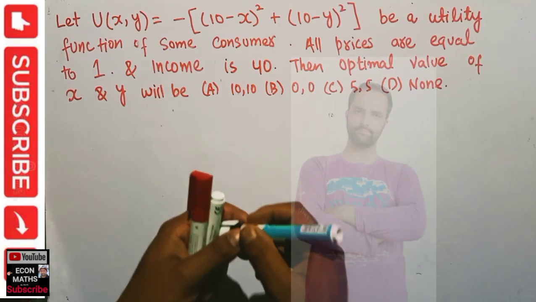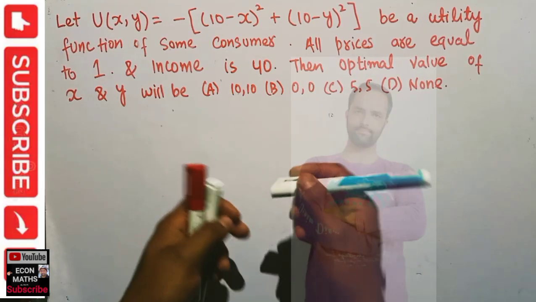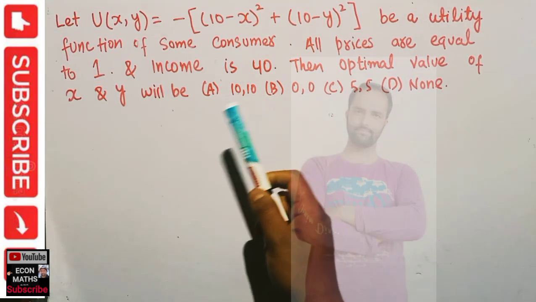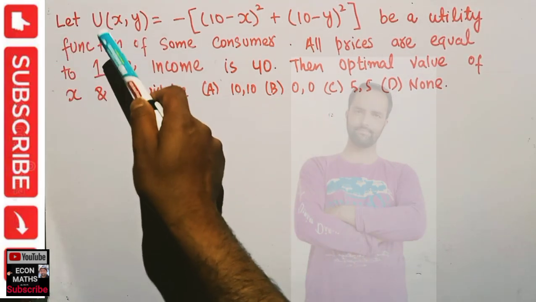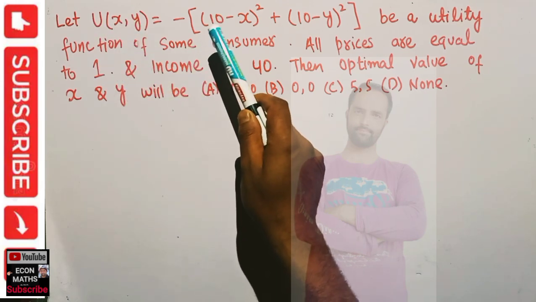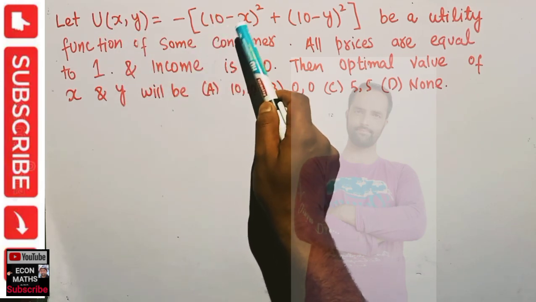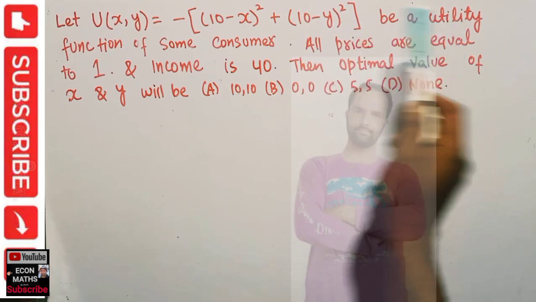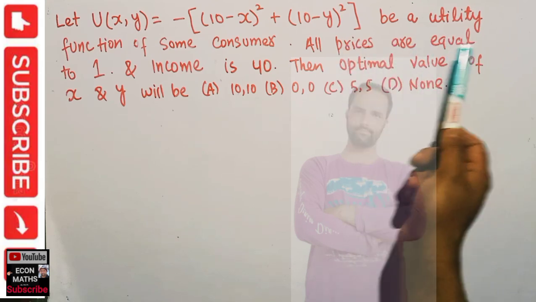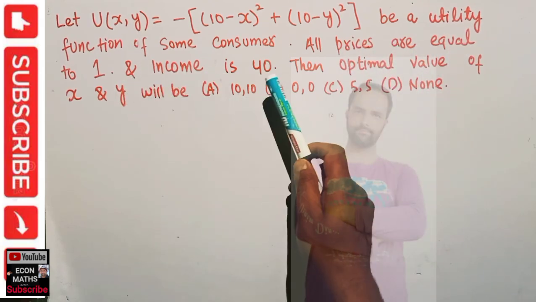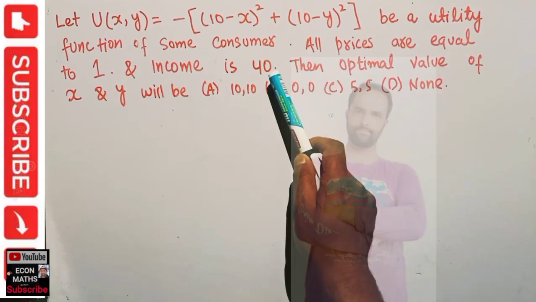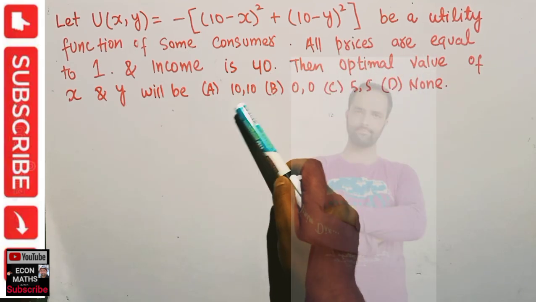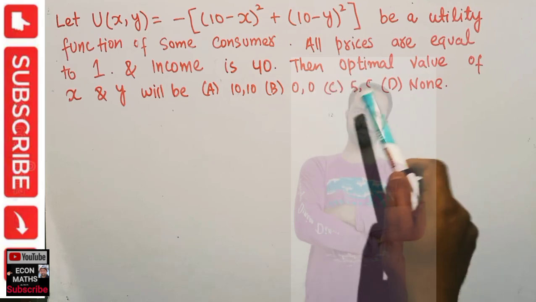In this video, we will solve a problem on constraint optimization. This question was asked by a brother on WhatsApp. The question is like this: let u(x, y) is equal to minus (10 minus x) whole square plus (10 minus y) whole square be a utility function of some consumer. All prices are equal to 1 and income of the consumer is $40. Then optimal value of x and y will be, the options are 10 10, 0 0, 5 5, or none.